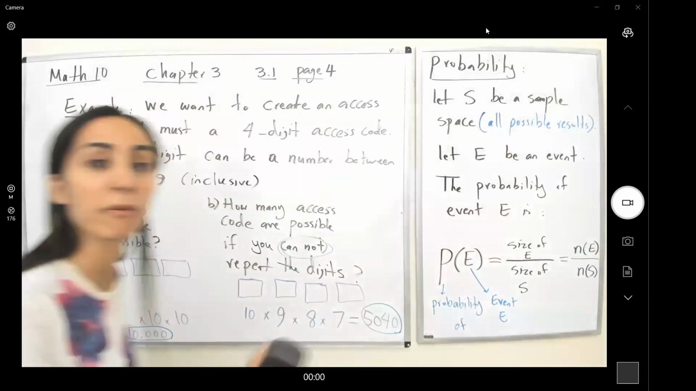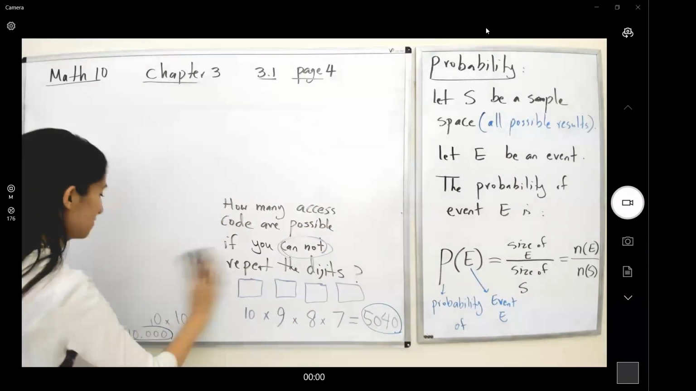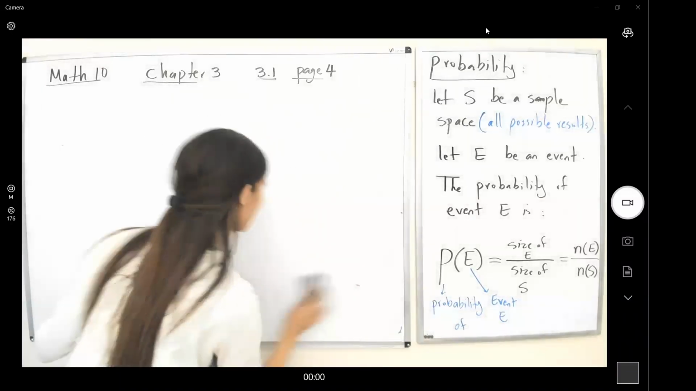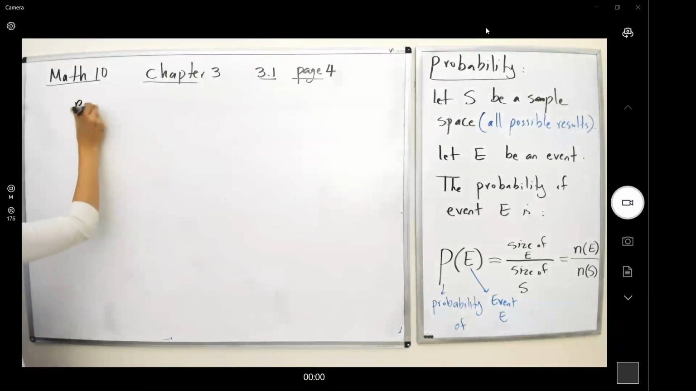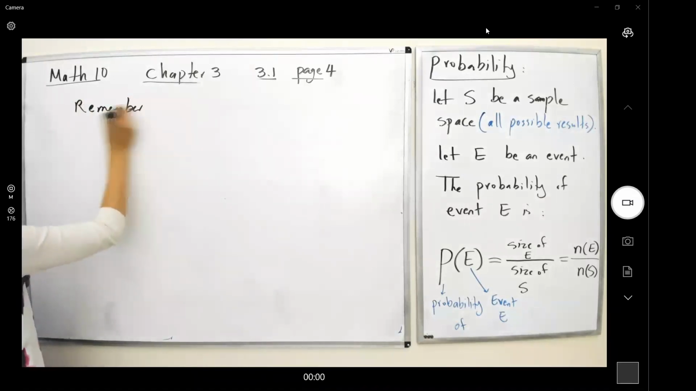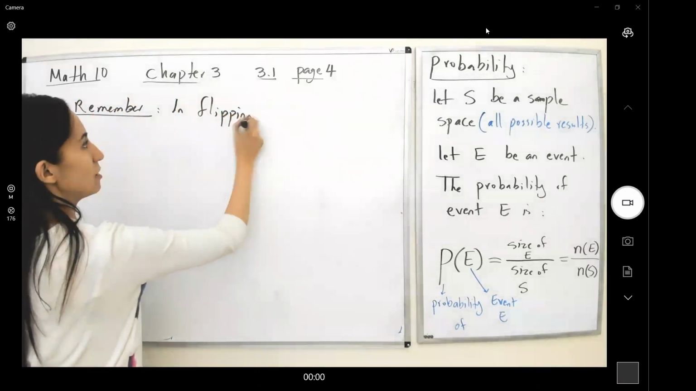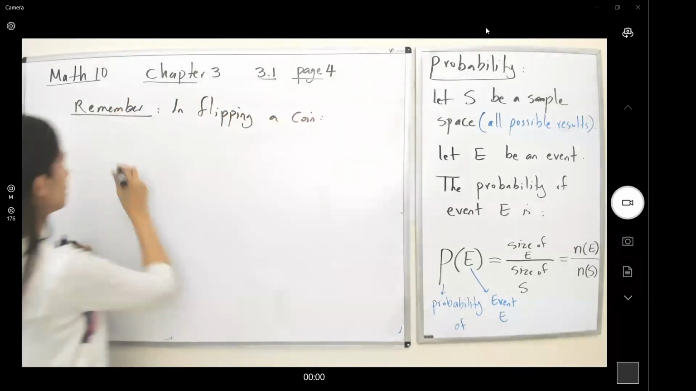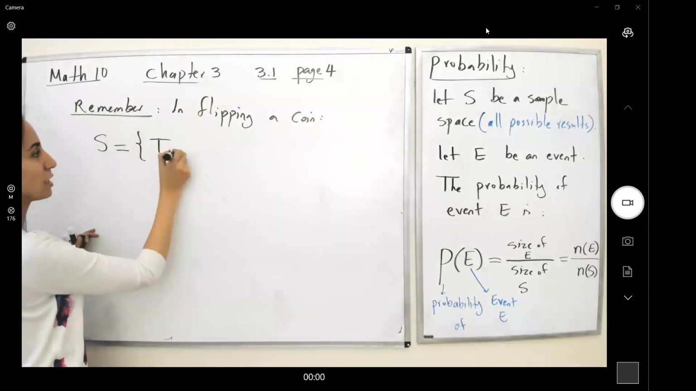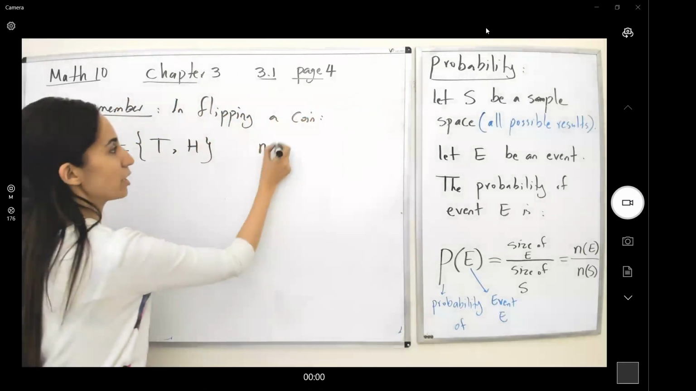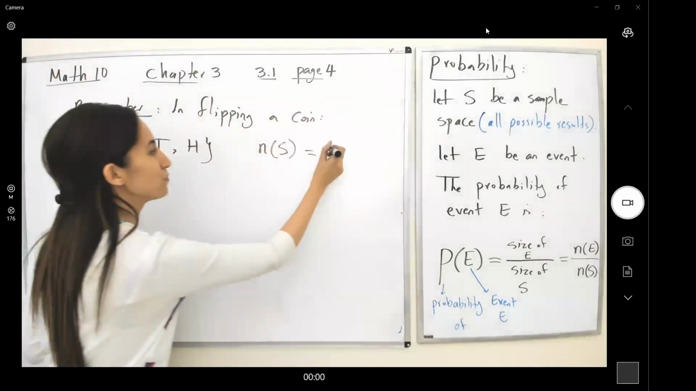Remember, in flipping a coin, the sample space was the set including tail or head, and n of S, the size of the sample space, was just 2.